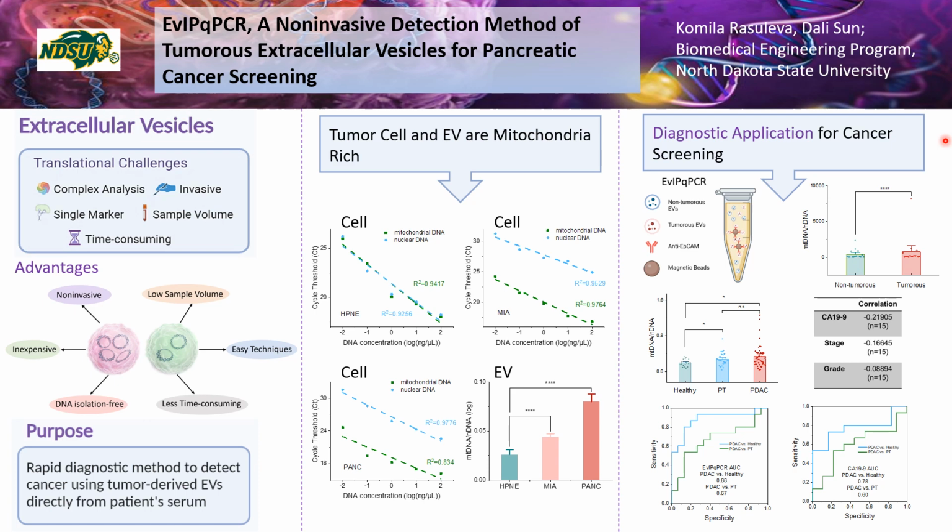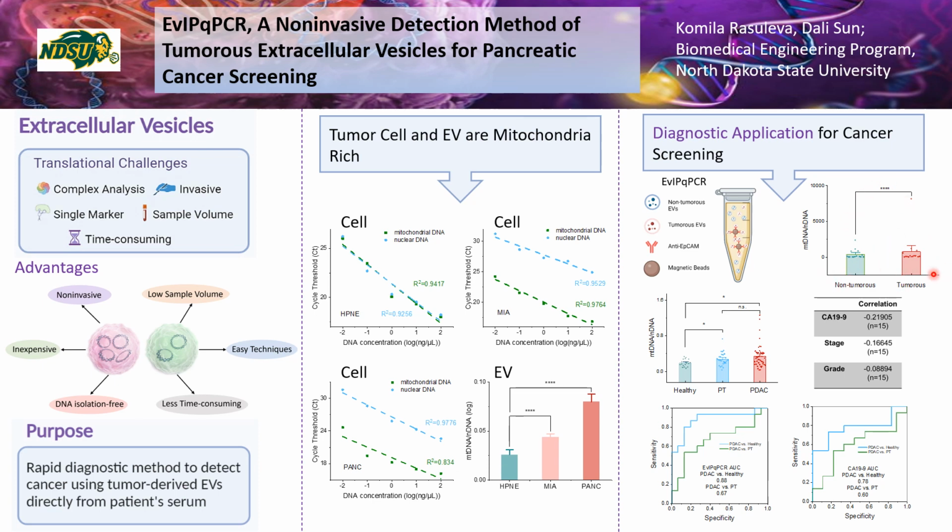And first of all, we conducted an in vivo study on mice by dividing them into two groups: mice without tumor and mice with tumor. And as you can see, our EvIPqPCR assay showed a significant difference between the non-tumorous group and the tumorous group.